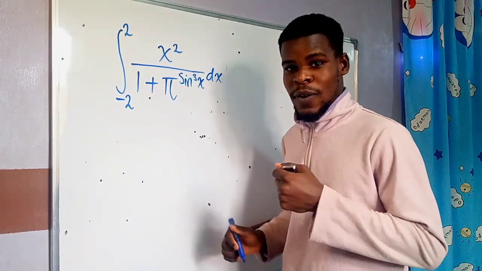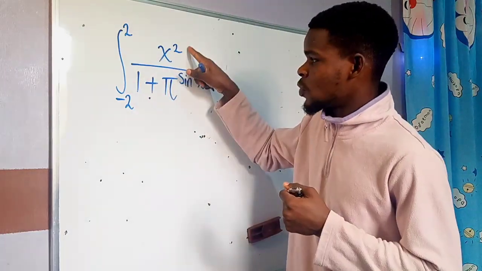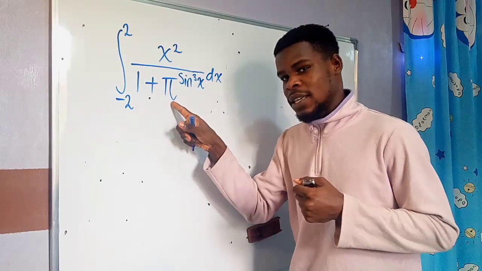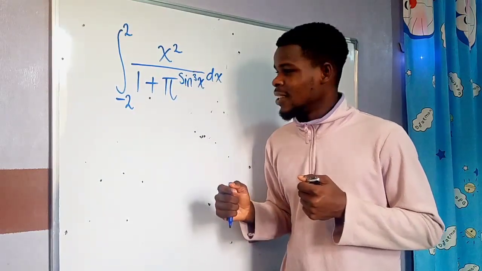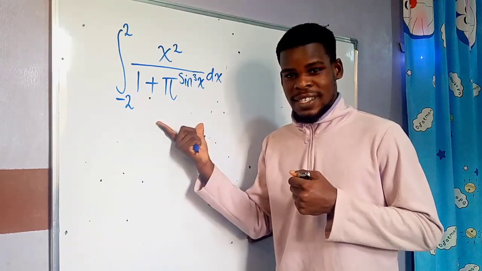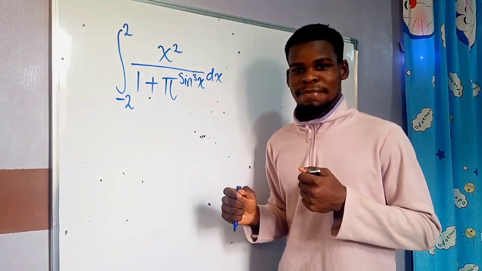So in this video, we want to find the integral from negative 2 to 2 of x squared divided by 1 plus pi raised to the power sine of x, and that sine of x has been raised to the power 3. Phew, this looks really crazy, right? Well, anyway, you can pause the video and try this first.